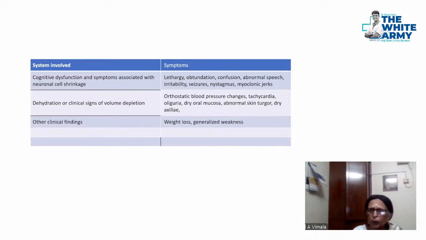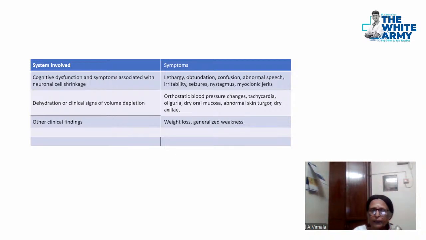That can give rise to neurological symptoms: lethargy, obtundation, confusion, abnormal behavior, seizures, nystagmus, myoclonus, etc. It can give rise to volume dehydration. Ideally, when you say hypovolemia, it is sodium loss more than water. When you say dehydration, it is water more than sodium. Though we use it interchangeably, correctly, when you say the patient is dehydrated, the implication is there is a water loss more than sodium. When you say the patient is hypovolemic, that means the patient has lost more sodium than water.